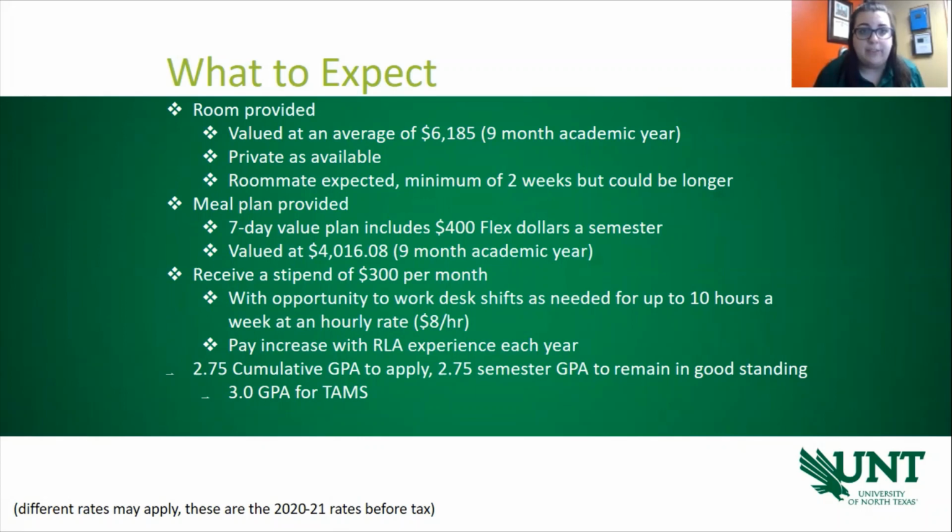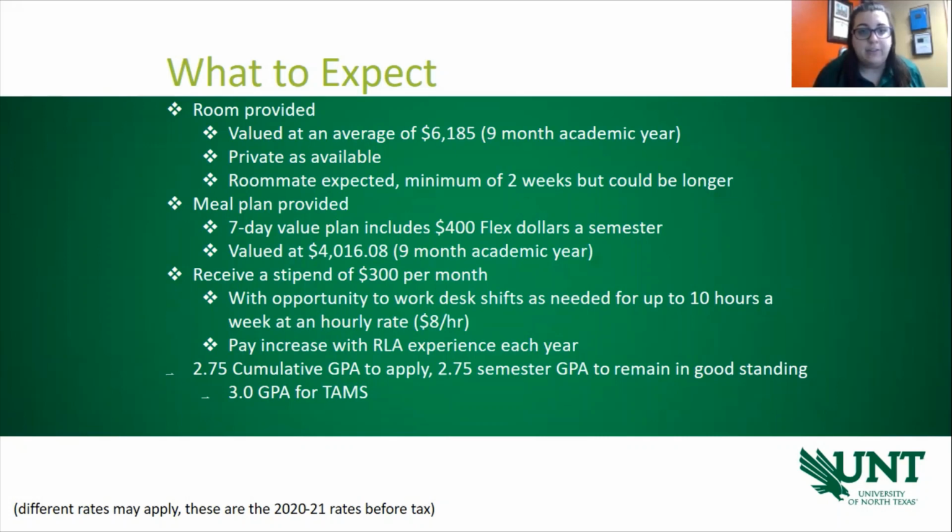That is a 7-day value plan. It's valued at about $4,000, and it also includes the 400 flex dollars. You can find more information on the value plan on the dining website. And then we also offer a stipend. So the room, the meal plan, and the stipend is all included. It's about $300 a month, and then you have an opportunity to work desk shifts in your hall or maybe some other halls as needed at the hourly rate.